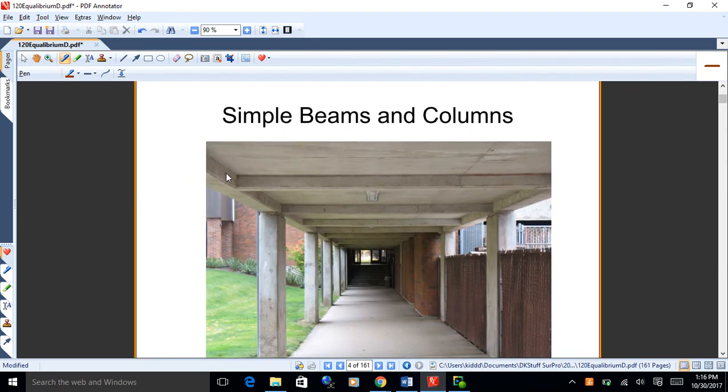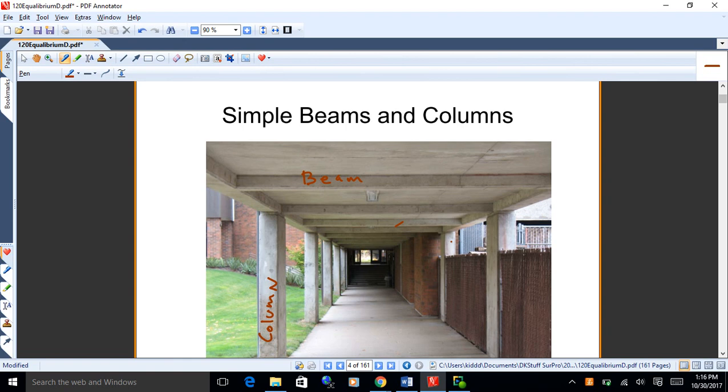Okay, so we're going to work on equilibrium here for a while. We're going to start with simple beams and columns like you see there. There's the walkway coming from the north parking lot. So we got beams. Beams run horizontally and support loads. That's a beam. Columns run vertically and support loads. Okay, so there's a beam and a column.